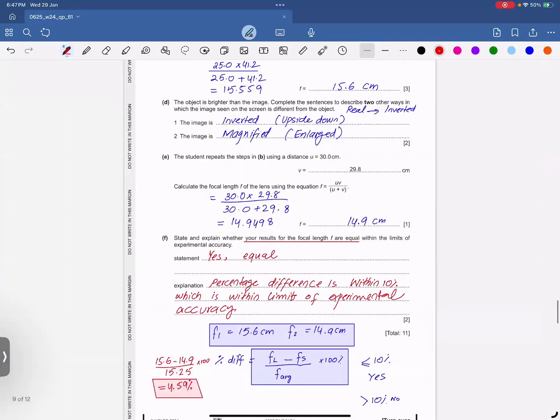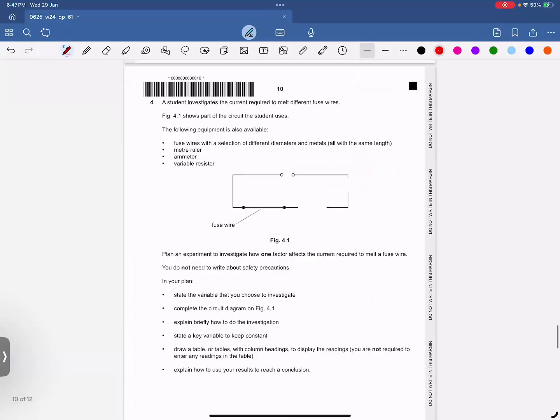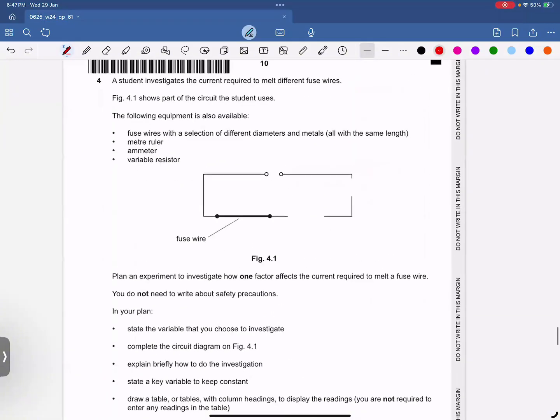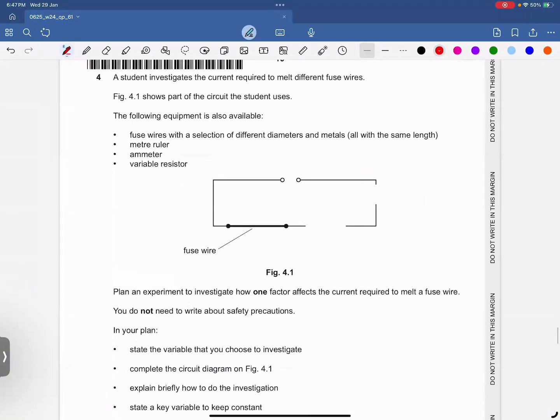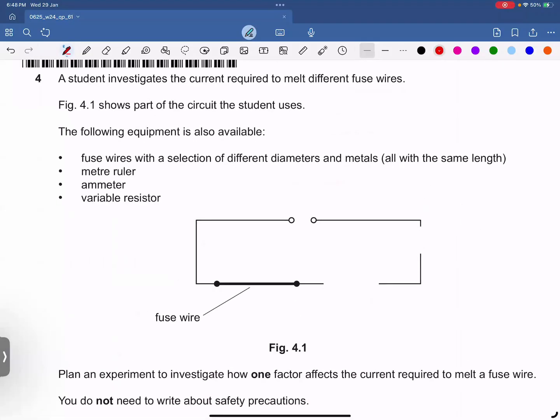Question number 11. Now we proceed to the next question and the last question. Certainly, that's a planning question. I want you all to learn planning carefully, no matter how people tell you. My way is the best way because I have been on the team for the examiners as well. So, a student investigates the current required to melt different fuse wires.